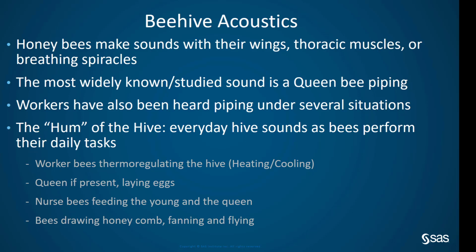We are also interested in the hum of the hive, the everyday hive sounds as bees perform their daily tasks. For example, worker bees thermoregulating the hive, queen bees laying eggs, nurse bees feeding the young babies and the queen, bees drawing honeycomb, fanning and flying in the hives. So to summarize, there are 2 types of sounds we're interested in. One is the background sound, reflecting how busy the beehive is. And the other is the special queen bee and worker bee piping sound, which usually indicates some important events are happening in the beehive.